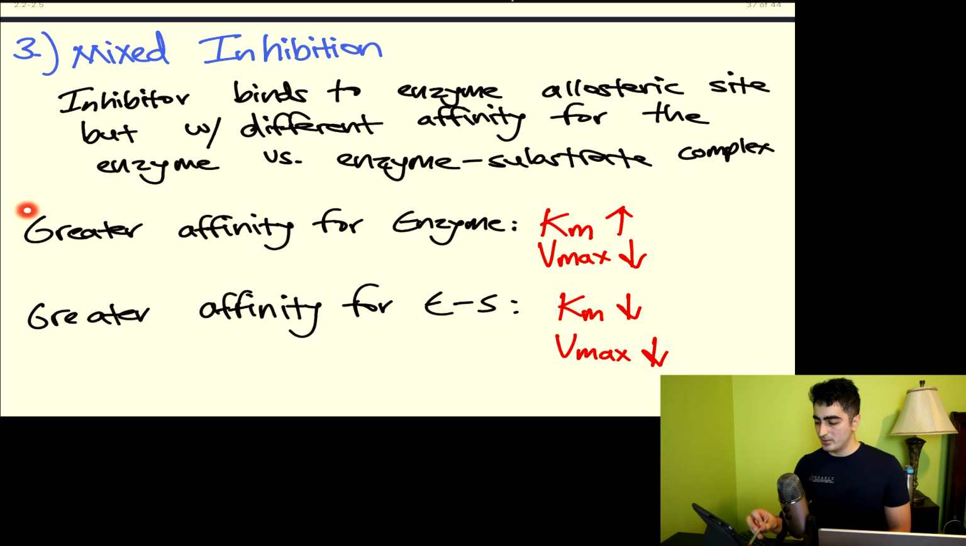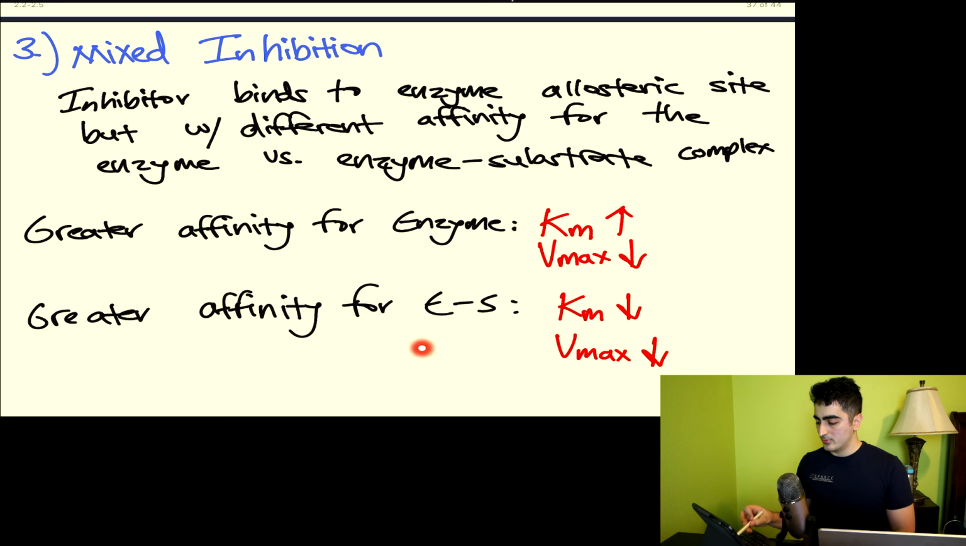So for a mixed inhibitor that has a greater affinity for the enzyme, it's going to increase Km and it's going to decrease Vmax. What I want you to know from mixed inhibitors is Vmax is always decreased. Km, for a greater affinity for the enzyme, is going to increase, right? Because we're going to need a lot more substrate for the reaction to reach half maximal. We're eliminating enzymes from the equation.